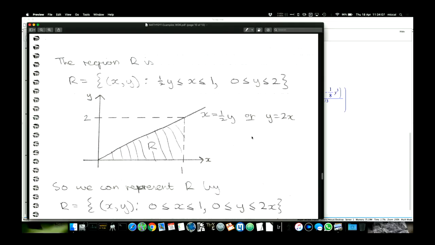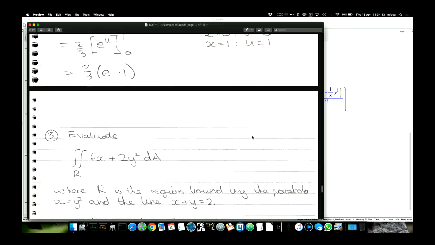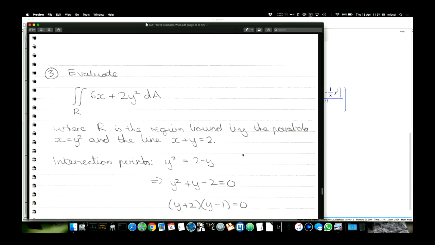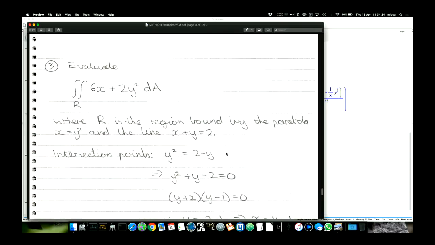Because it might turn out one way's easy or one way's impossible, right? Then there's one more here, right? So I've got to evaluate this one. R is a region bound by the parabola x equals y squared and the line x plus y equals 2. I find where they intersect, right?